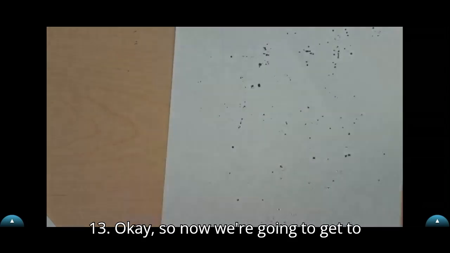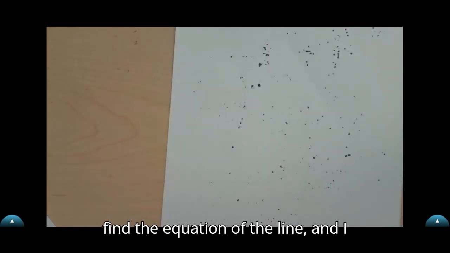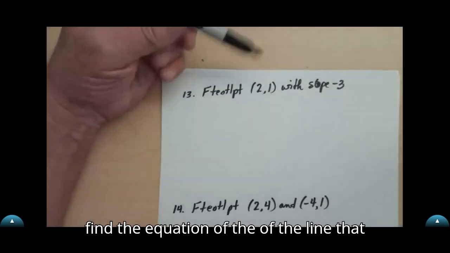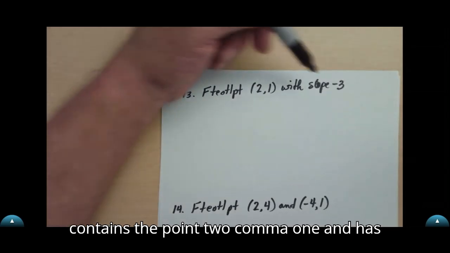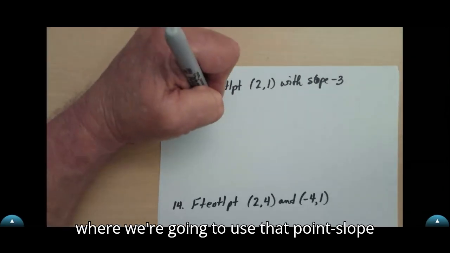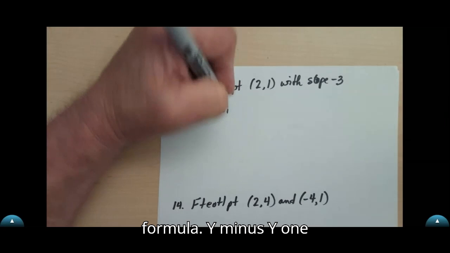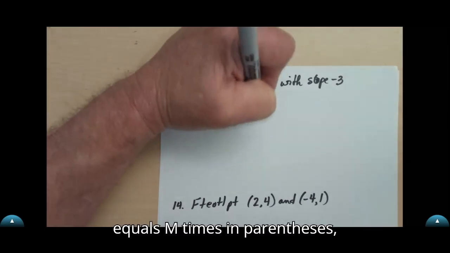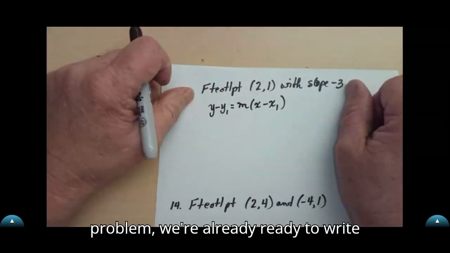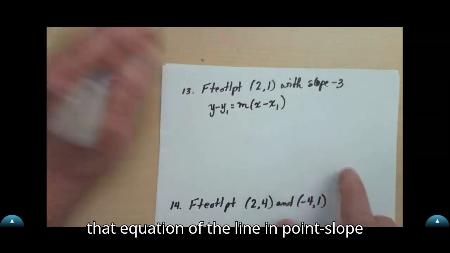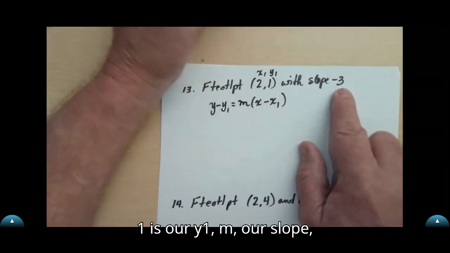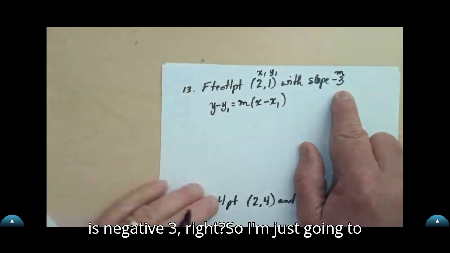Problem 13. Okay, so now we're going to get to some problems where we have to actually find the equation of the line. It says to find the equation of the line that contains the point (2, 1) and has slope negative 3. This is where we're going to use that point-slope formula: y minus y1 equals m times, in parentheses, x minus x1. We're already ready to write that equation of the line in point-slope form. 2 is our x1, 1 is our y1, m, our slope, is negative 3, right?